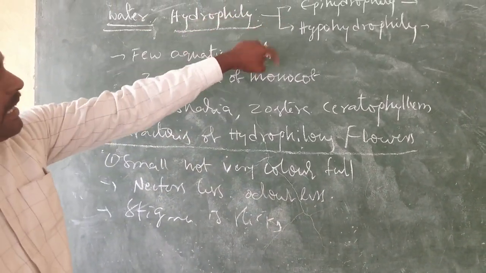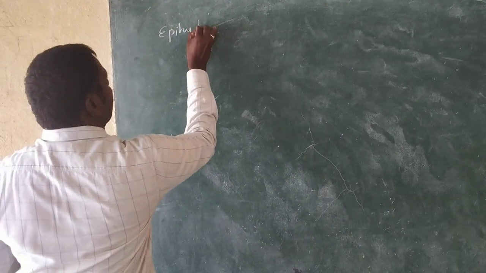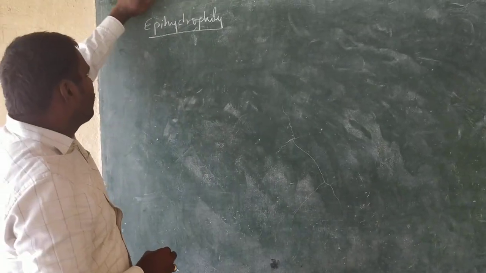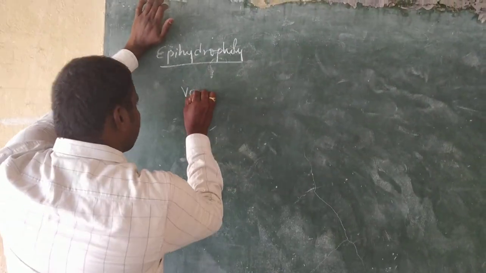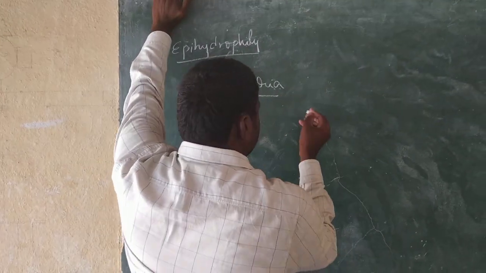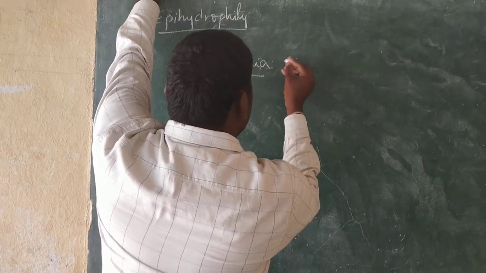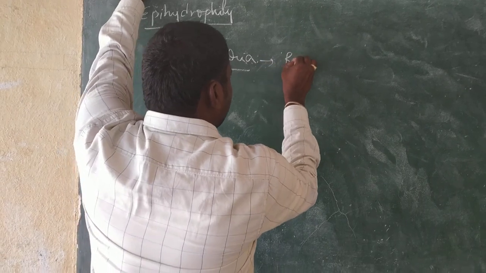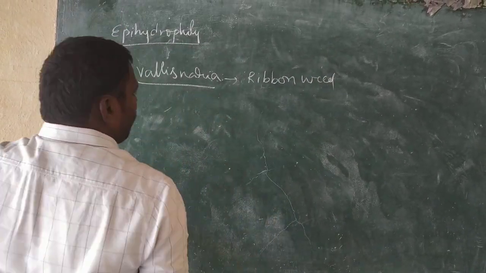Now we will discuss each one separately, epihydrophily and hypohydrophily. Shall we start with epihydrophily? Pollination that occurs on the surface of the water is called epihydrophily. Example for this, Vallisneria. It is also called ribbon weed, and it is a dioecious plant.